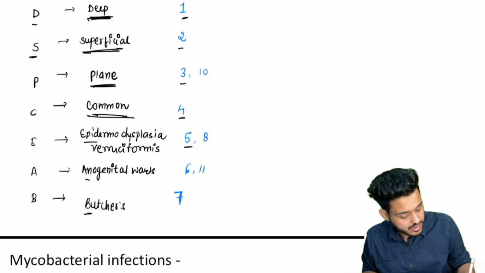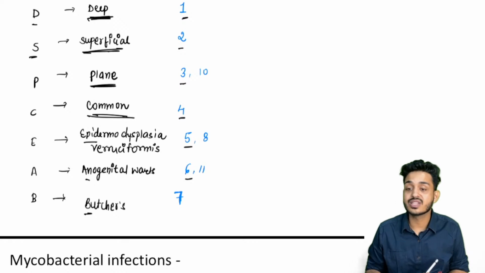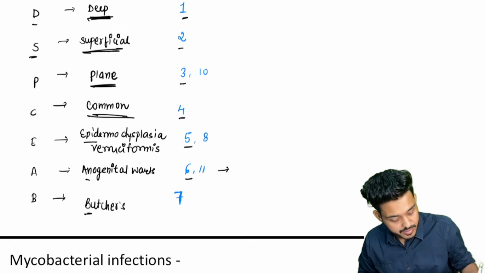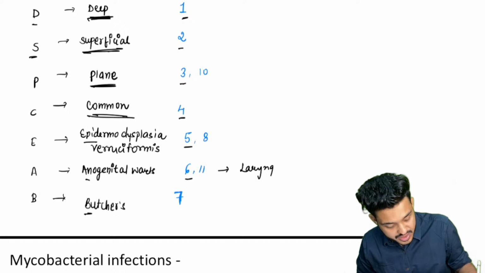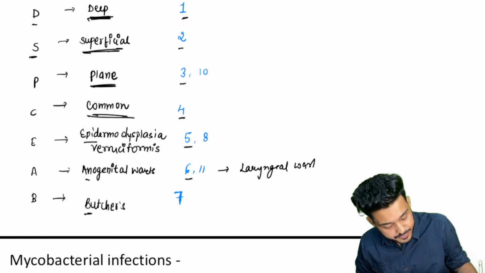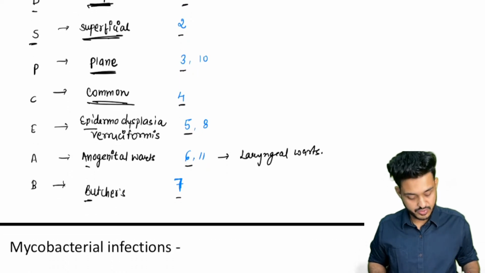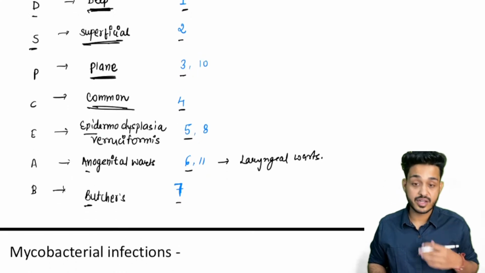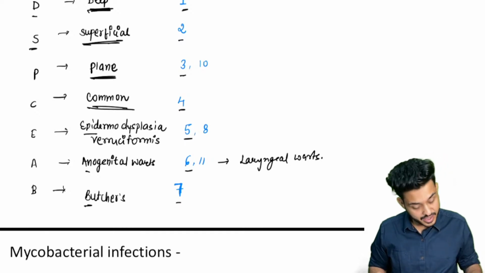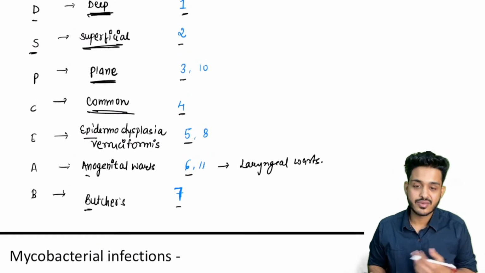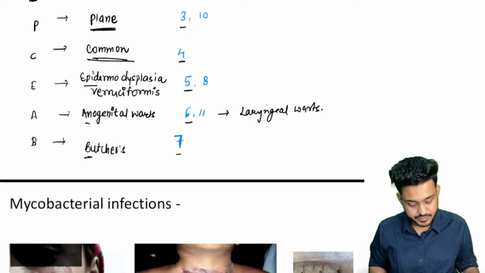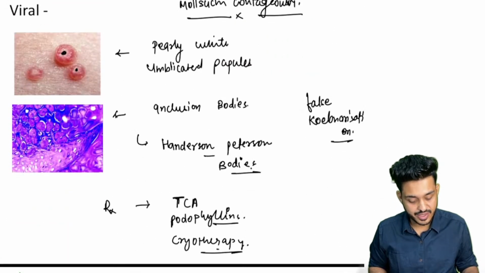Okay, and HPV type 6 and 11 will be causing anogenital warts. Along with that, it will be causing laryngeal warts also. Okay, and 7 will be causing butcher's wart. Okay, and 16 and 18 you must have studied in your ops gynae. So that would be your cervical cancer they can cause. Okay, so these are the viral infections.